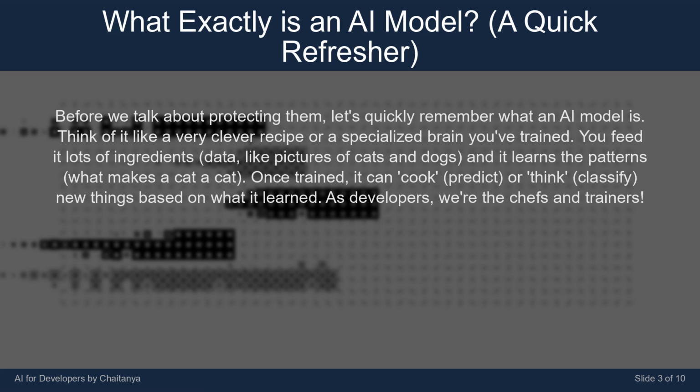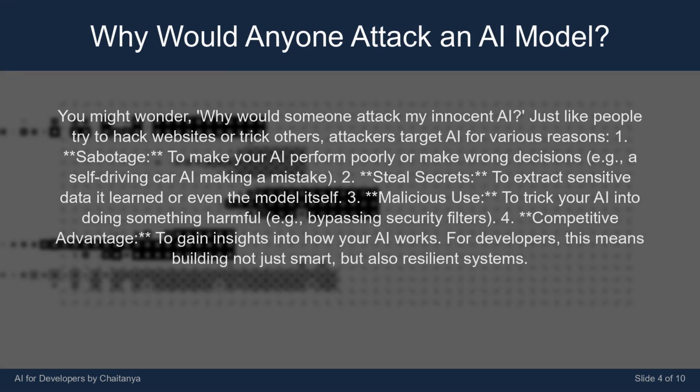You feed it lots of ingredients, data, like pictures of cats and dogs, and it learns the patterns. What makes a cat a cat? Once trained, it can cook, predict, or think, classify new things based on what it learned. As developers, we're the chefs and trainers. You might wonder, why would someone attack my innocent AI?